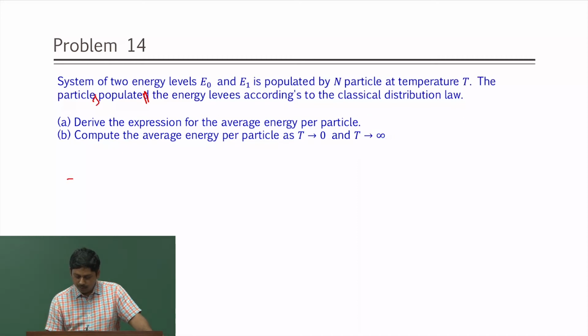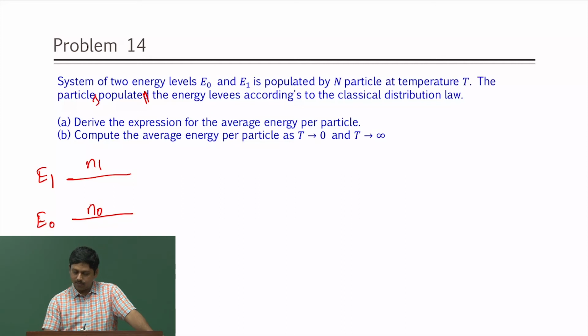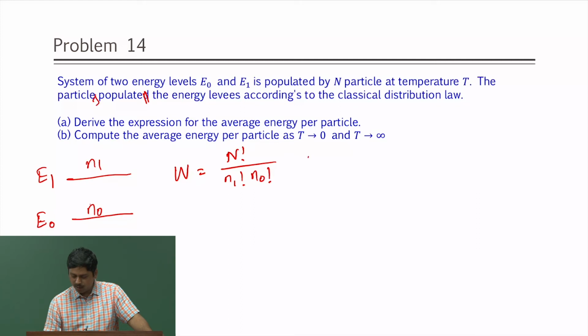So, now it is a simple two level energy problem. It is E0 and E1, and there are n particles altogether. I can have, let us say, n0 particles here and n1 particles there. According to the classical distribution law, for a total of n particles, it is n factorial by n1 factorial and n0 factorial, where n1 plus n0 is equal to n. So, derive the expression for the average energy of the particle.